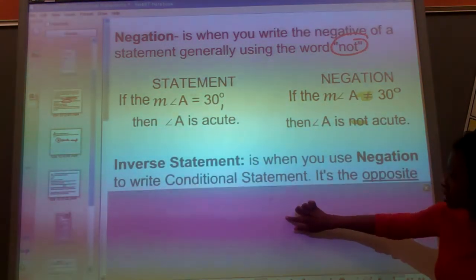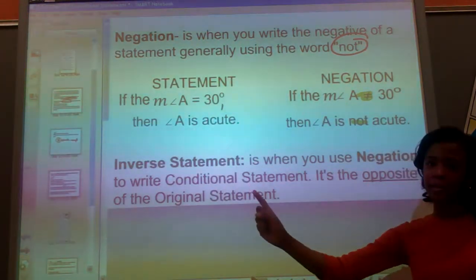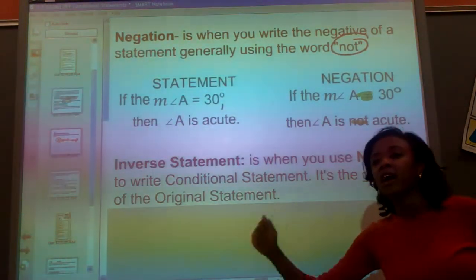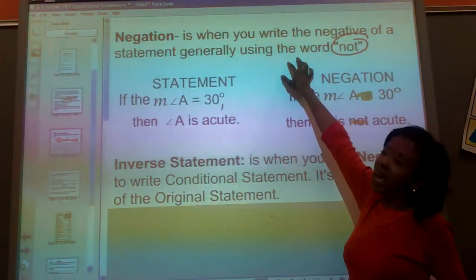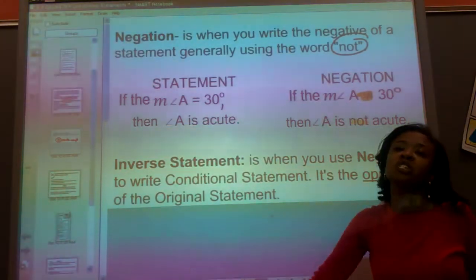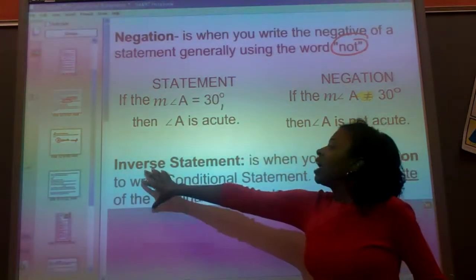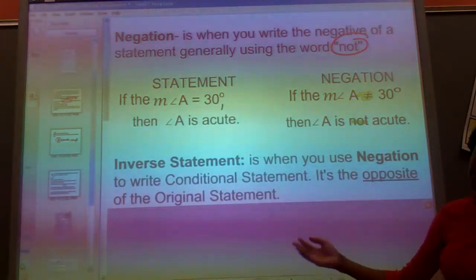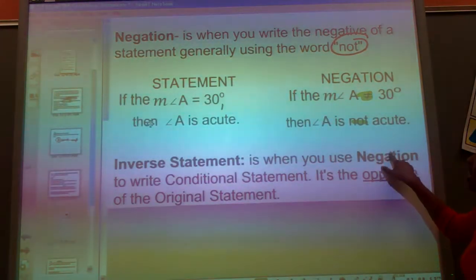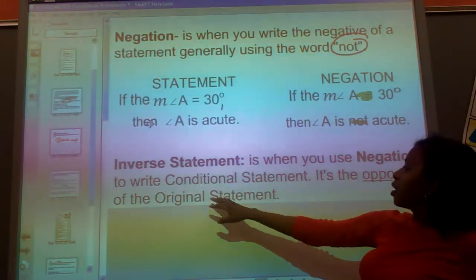Now, inverse statement. So we've talked about two things still. The original statement, we talked about a converse. Remember, converse is when I switch the hypothesis and the conclusion. I talked about a negation, so this will be a third thing which we're going to get further into, is when I use the original statement, but I put the word not in there. An inverse statement is when I take whatever my original statement is and use negation to rewrite the conditional statement. It's the opposite of the original.